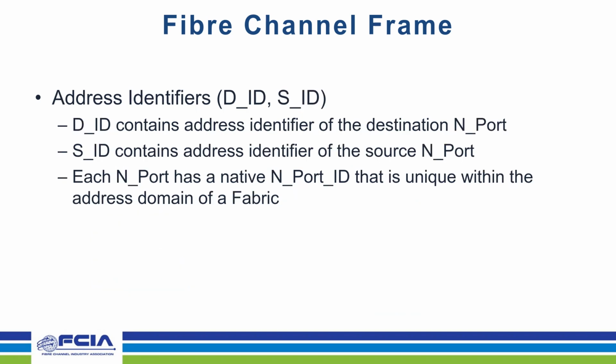All right, so then we got our address identifiers, the DID and the SID. The DID contains the address identifier of the destination endport, and likewise, the SID contains the address identifier of the source endport. And each endport has a native endport ID that is unique within the address domain of a fabric.